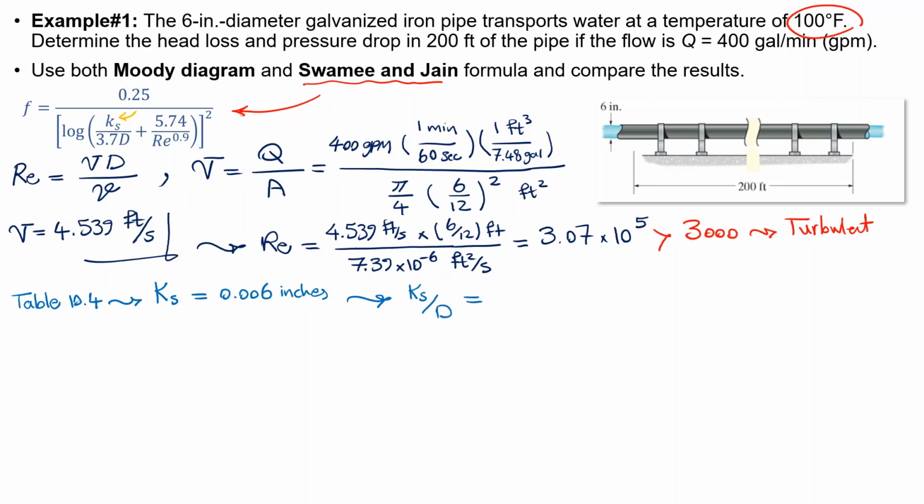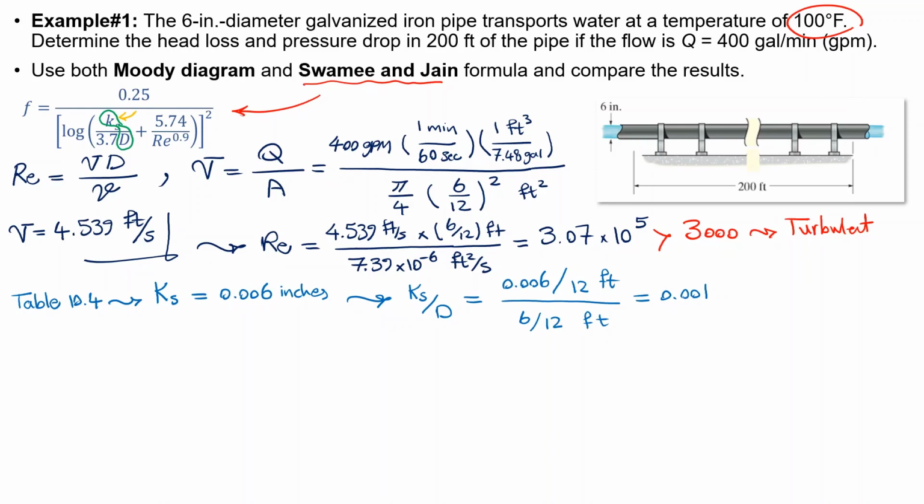It would be equal to 0.006. Remember that this is in inches, so I need to divide it by 12 to be in feet. And then diameter is also 6 inches divided by 12. So this value also would be in feet as well. K sub S over D would be 0.001. Perfect. So now I just basically calculated K sub S over D over here.